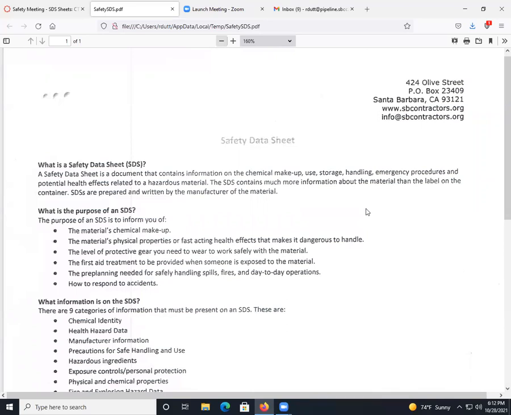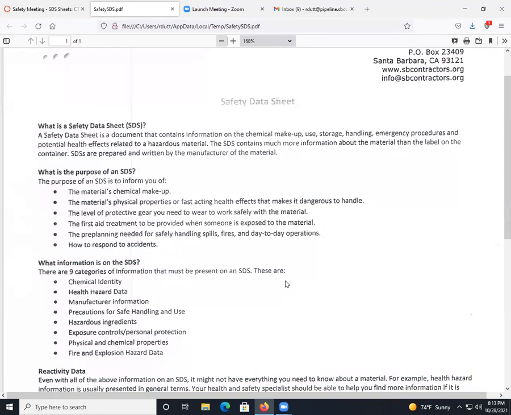John, would you please read that? What is the purpose of an SDS? The purpose of an SDS is to inform you of the material chemical makeup, the material physical properties or fast-acting health effects that make it dangerous to handle, the level of protective gear you need to wear to work safely with the material, the first aid treatment to be provided when someone is exposed to the material, the pre-planning needed for safely handling spills, fires, and day-to-day operations, and how to respond to accidents.